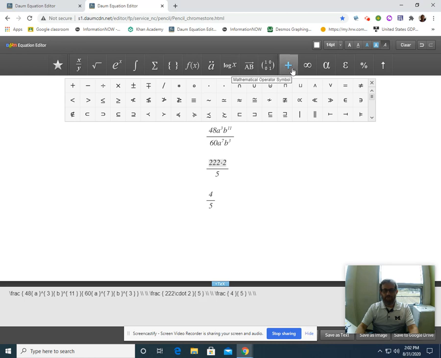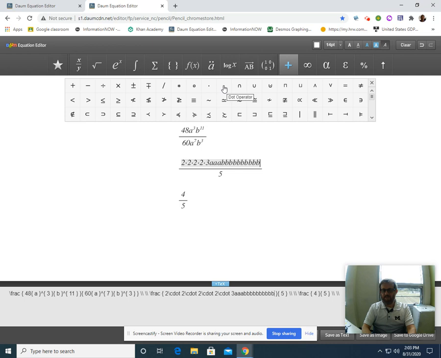So 2 times 2, well, it would help if I put the multiplication in there. There we go. All right. Now, if I wrote out all those A's, and I wrote out all the B's, 1, 2, 3, 4, 5, 6, 7, 8, 9, 10, 11. And then on the bottom, again, I'm going to write out 2 times 2 times 3 times 5. And then I've got 1, 2, 3, 4, 5, 6, 7 A's and 1, 2, 3 B's.